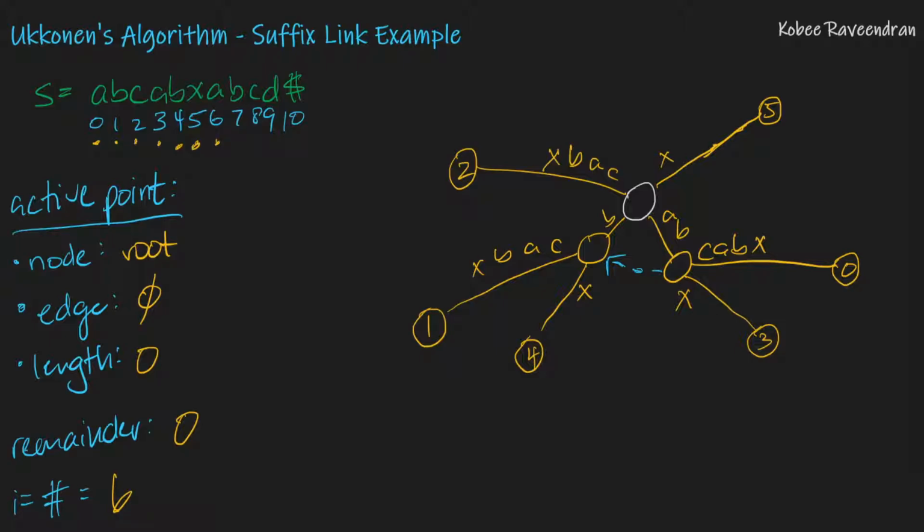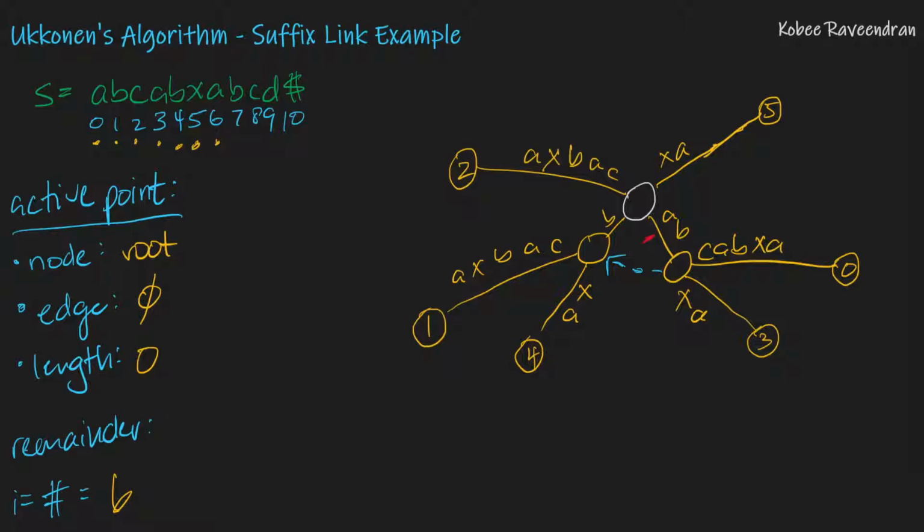Now we take in the A. So again, we will add that A to all the leaf edges. There we go. And we note again that this A already has an outgoing edge from the current active node, which is the root, that starts with A. So we actually do not touch the tree, and we just set the active point to be right here, right after the A again.